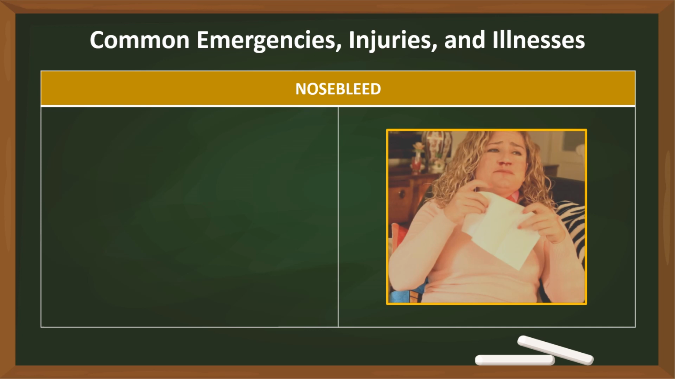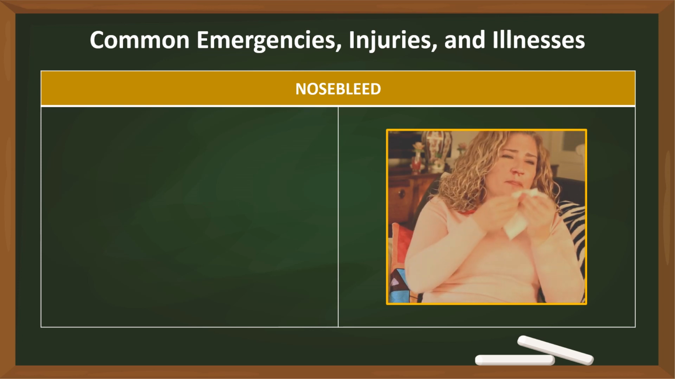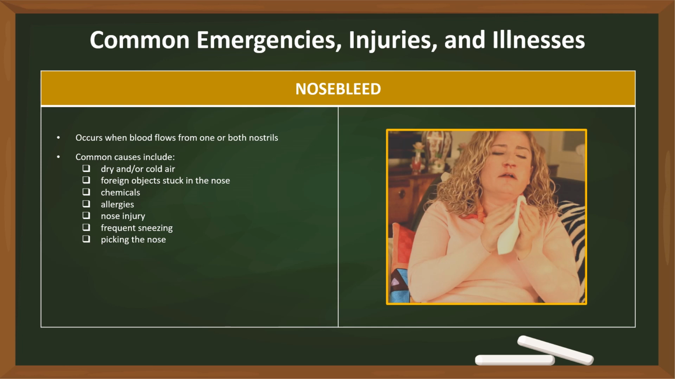A lot of us have had nosebleeds before. A nosebleed occurs when blood flows from one or both nostrils. Dry and/or cold air, foreign objects stuck in the nose, chemicals, and allergies are among the common causes of nosebleeds. But in some cases, they are caused by high blood pressure or disease. A nosebleed is also called an epistaxis.